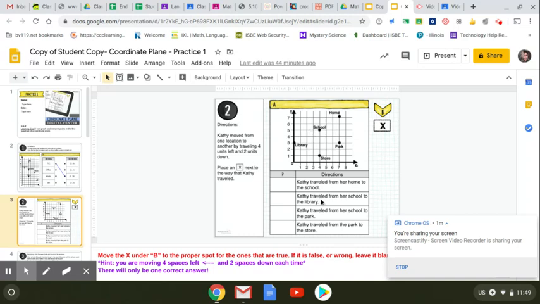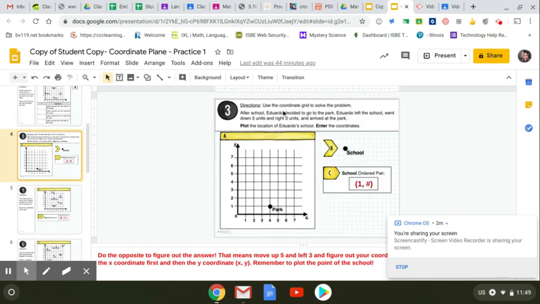Then you would look over here. Kathy traveled from school to the library. Okay, so for starting at school, we go over 4 and down 2. Did she travel there? Is that correct? Then you would put an X, and you would do that for each one. Remember, there's only one correct.